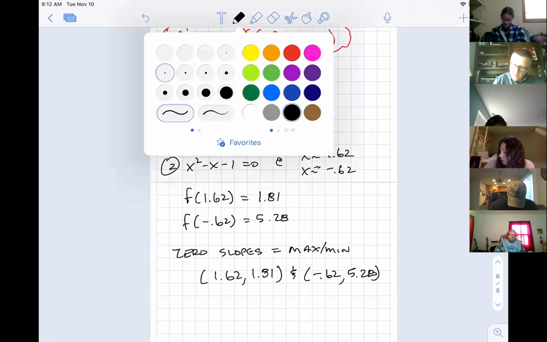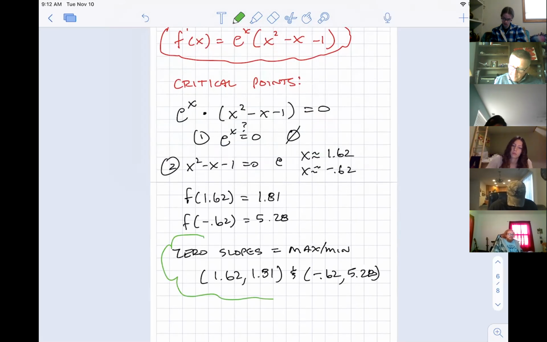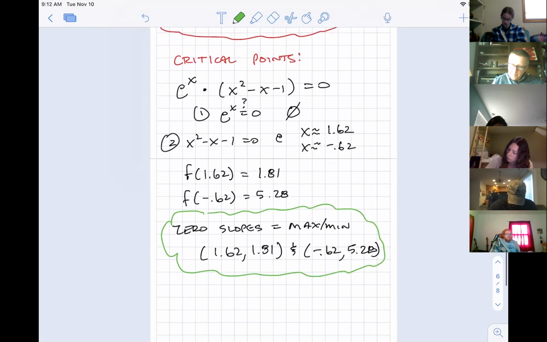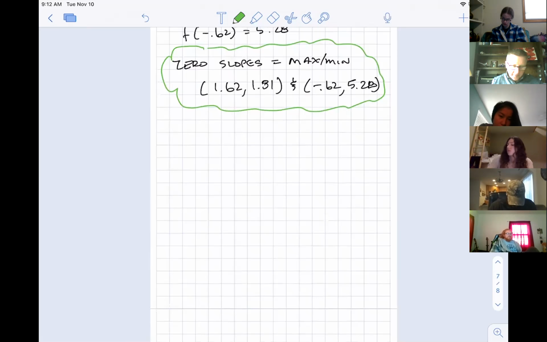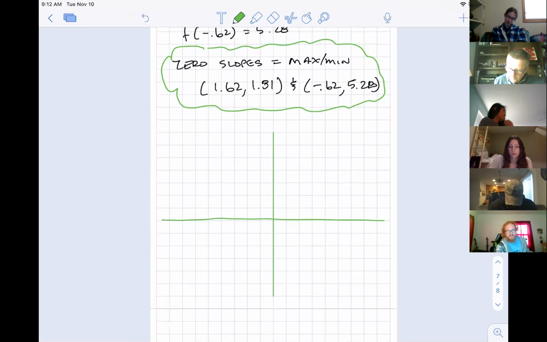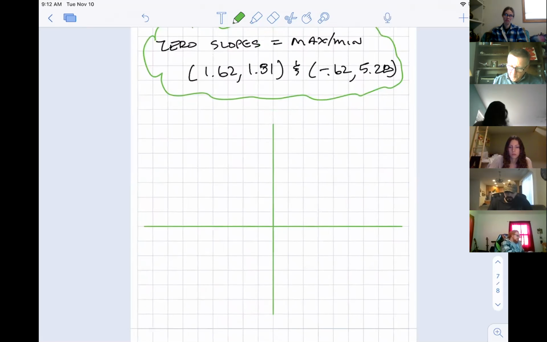So this is a big takeaway. This is something I definitely want to highlight. Yes, I found that there are two maximums and minimums. Again, let's stick those on a graph so that we can get our mind around what this thing might look like. I've got to get 5 to fit on. I'm going to just use the squares like they are. So 1.62, 1.81 would be about there. 1.6 would be about there. Agree with that? And negative 0.62, 1, 2, 3, 4, 5.28 would be about here. Do you agree with that?